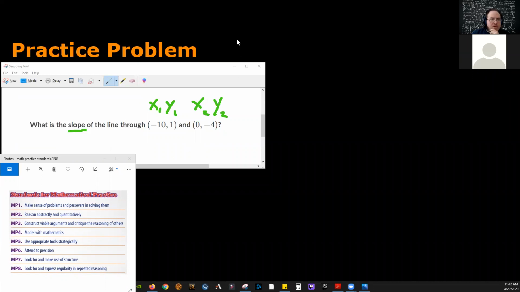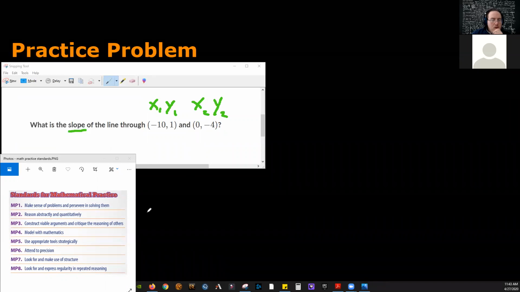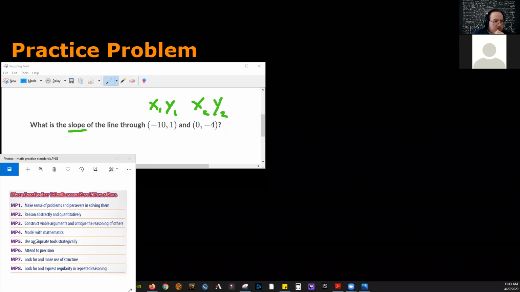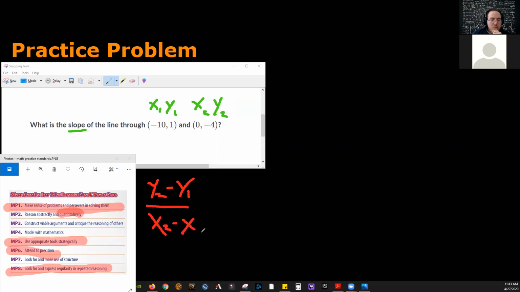Okay, so the tool we're going to be using is this function, this formula. And we're going to be using repeated reasoning because we just used it and it worked out fine. We're going to persevere in solving it. We're going to be very precise with our calculations. I guess we're being more quantitative. Anyway, so the equation is y2 minus y1 over x2 minus x1. It's very important you put the y's on top and the x's on bottom. It's probably the number one way people mess this up.